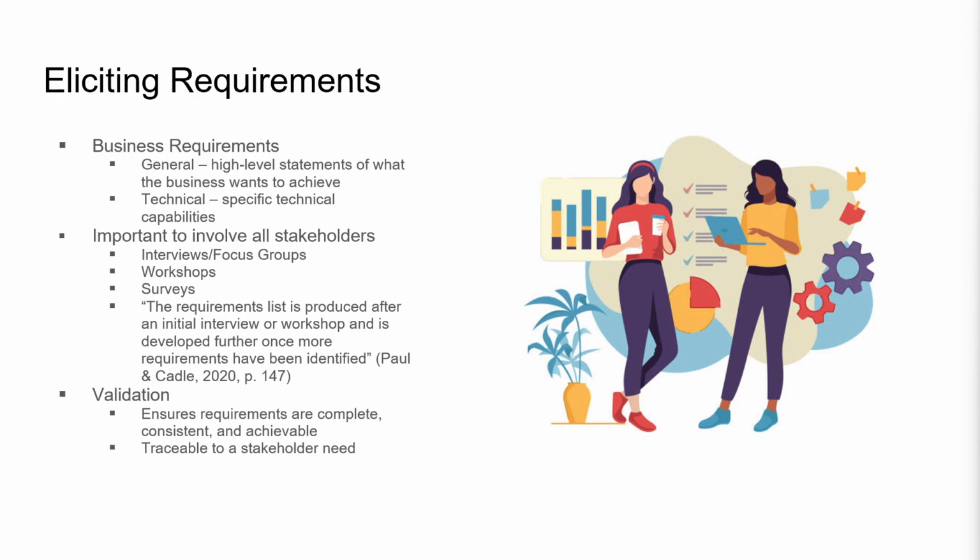This can be done in small groups through interviews or focus groups, larger collaborative settings like workshops, or asynchronously through surveys. Paul and Cadle write that the requirements list is produced after initial interview or workshop and is developed further once more requirements have been identified, further supporting the idea that the process of eliciting requirements must begin by collaborating with stakeholders. Once the requirements have been set, they must be validated.